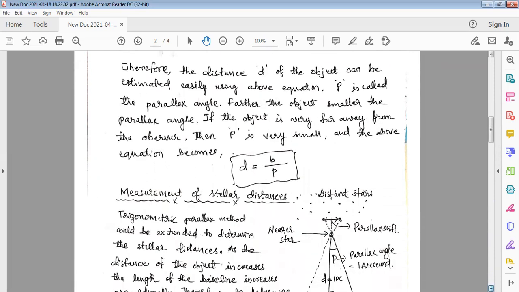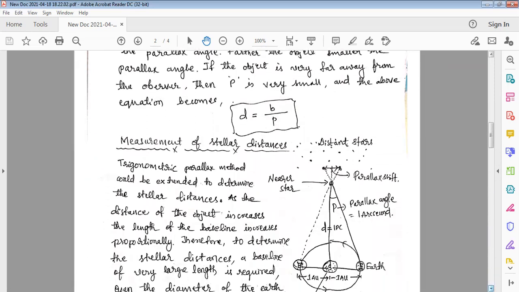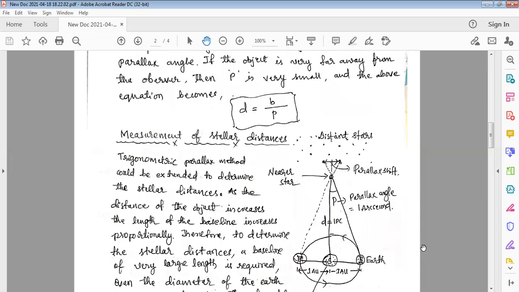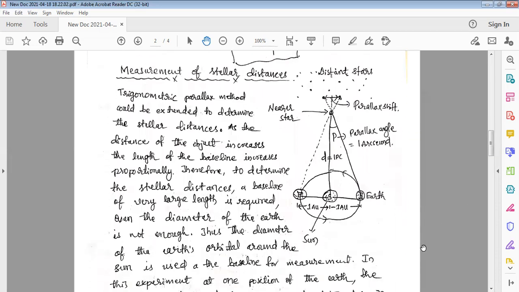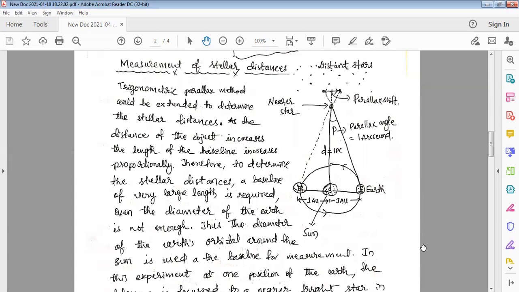So therefore, that above equation becomes simply like this. That is D is equal to B divided by P. So using this equation, we can determine the distances of a farther object without actually measuring it. This is called the parallax method. And this parallax method can be extended to measure the stellar distances.